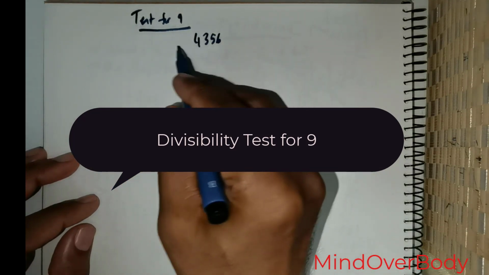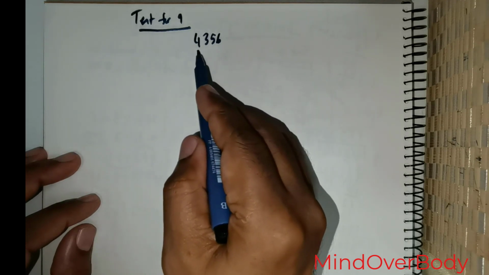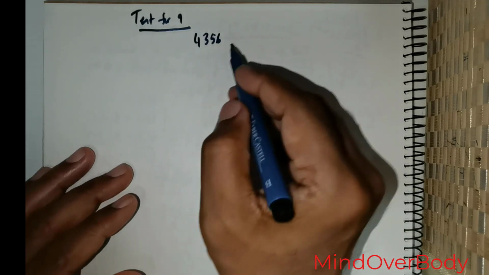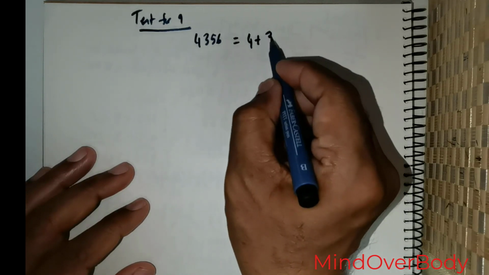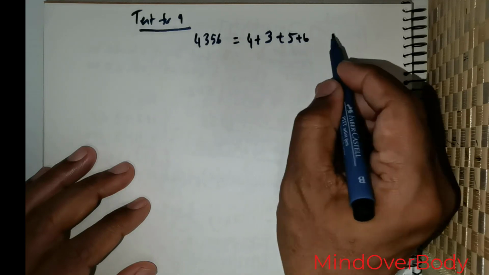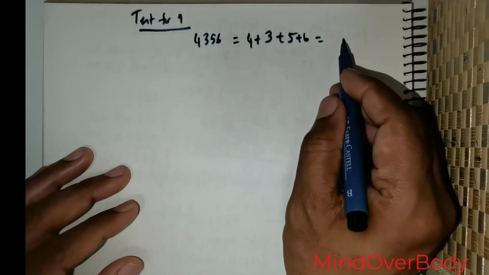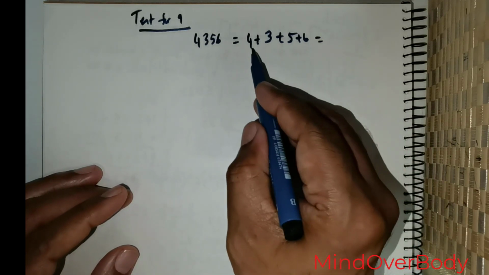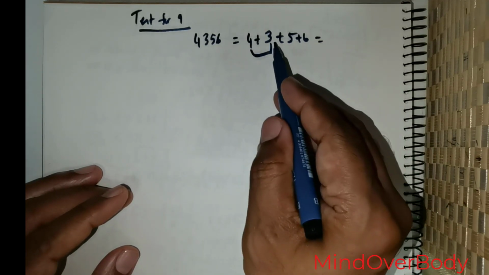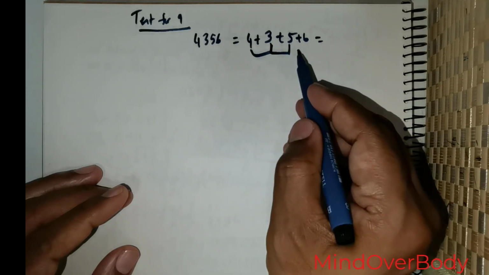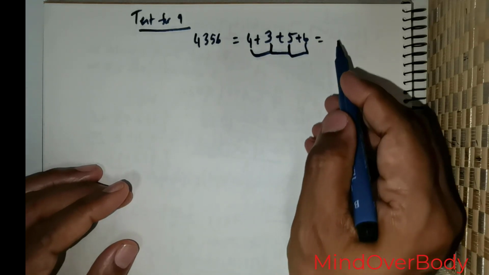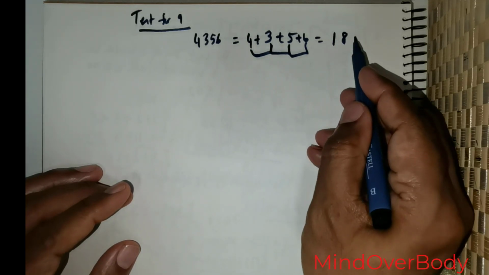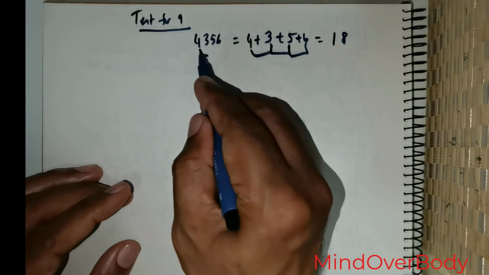Now if you are given a number, and it is required that you find the divisibility check for the number 9, it is very simple. All you need to do is add up the digits. Now if the quantity that you are getting is divisible by the number 9, then the entire number is divisible by the number 9. Simple as that. Now in this case 4 added with 3 gives me 7. 7 added with 5 would give me 12. 12 with 6 gives me 18. So 9 times 2 is 18. So clearly this number is divisible by the number 9.